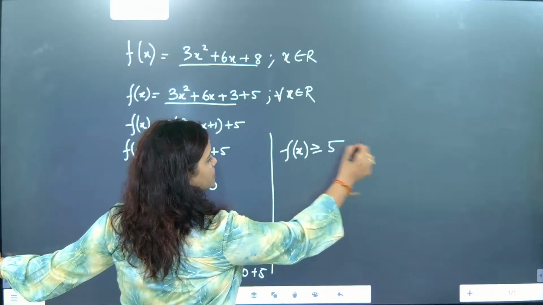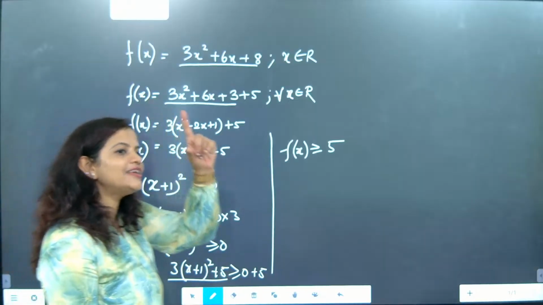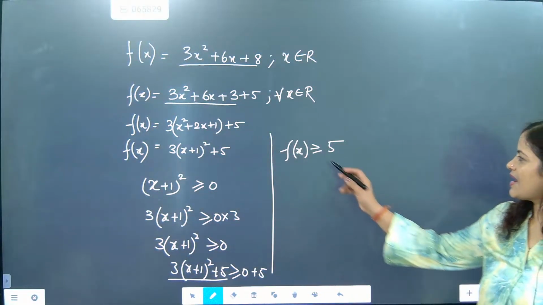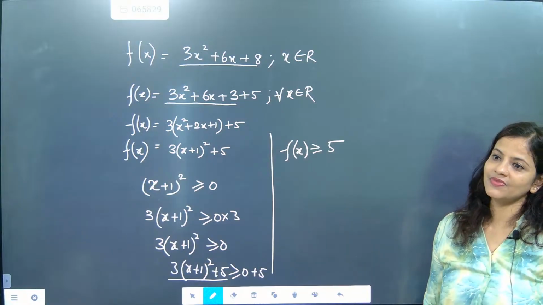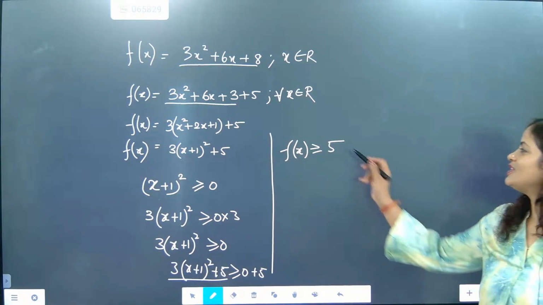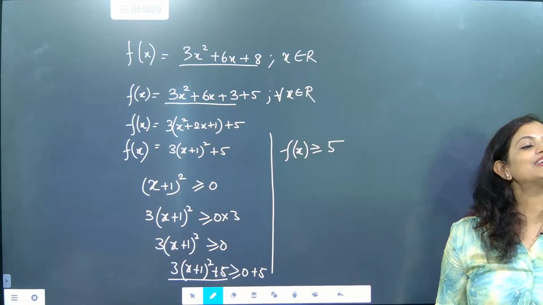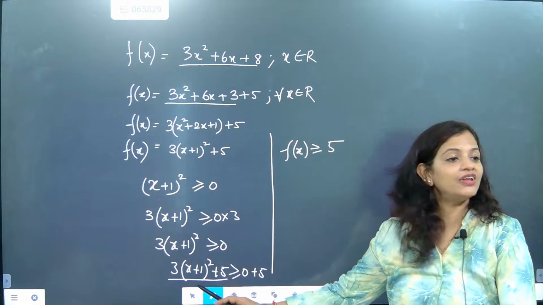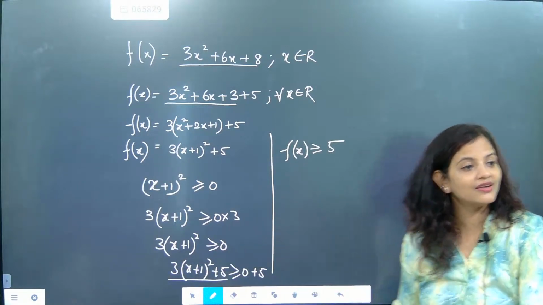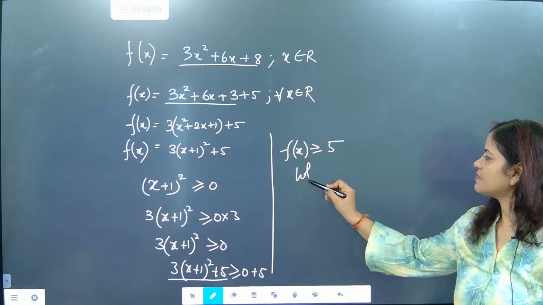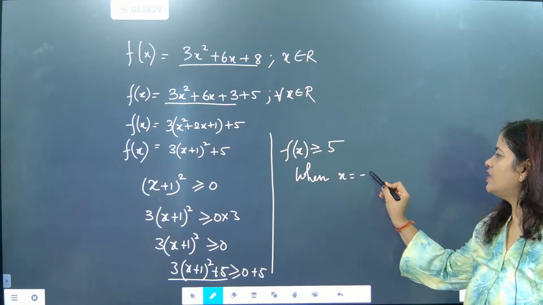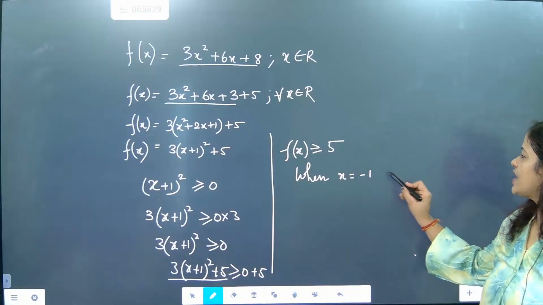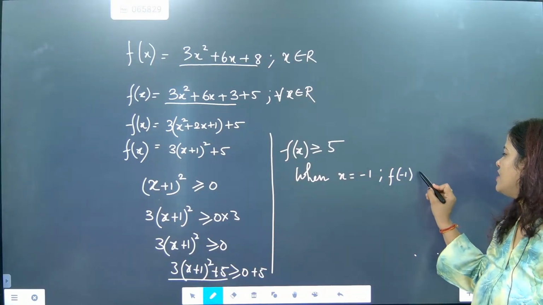It is exactly coming as greater than or equal to 5. Greater than sign came means what? Maxima or minima? Greater sign coming means minimum. And what is the minimum value? 5. When will you get the minimum value 5? When x will be equal to minus 1. So when x is equal to minus 1, this full part will become 0. So that means f of minus 1 is coming as 5.